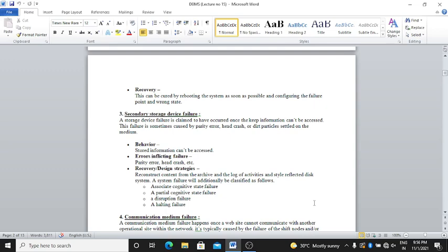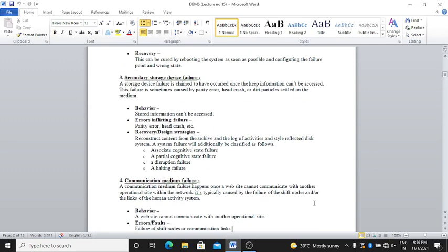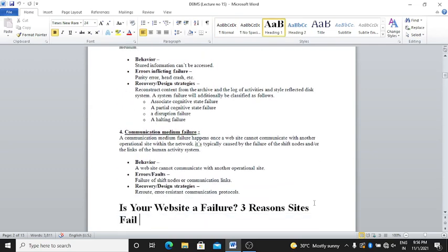A system failure can additionally be classified as follows. First one is an amnesia failure. Second is a partial amnesia failure. Third one is a pause failure, and the last one is a halting failure.